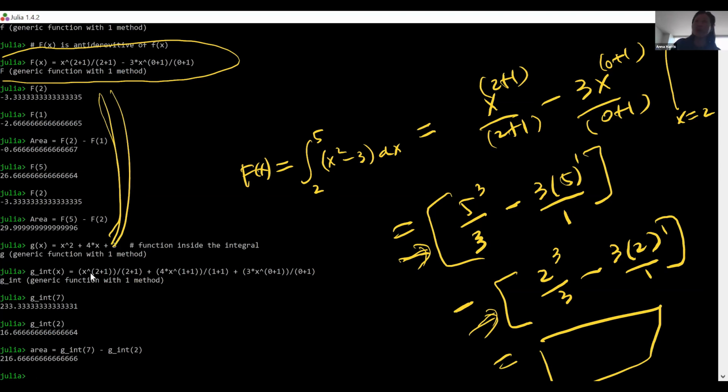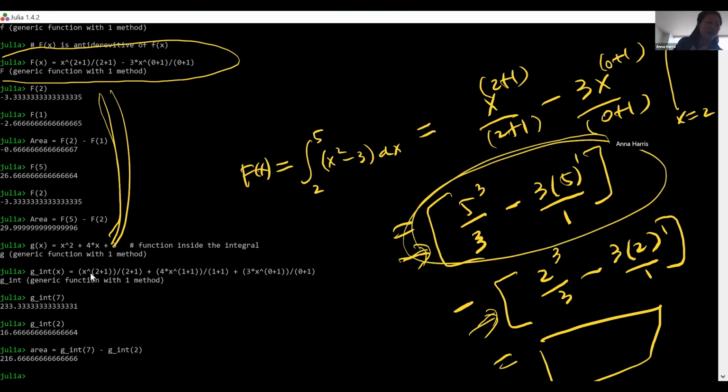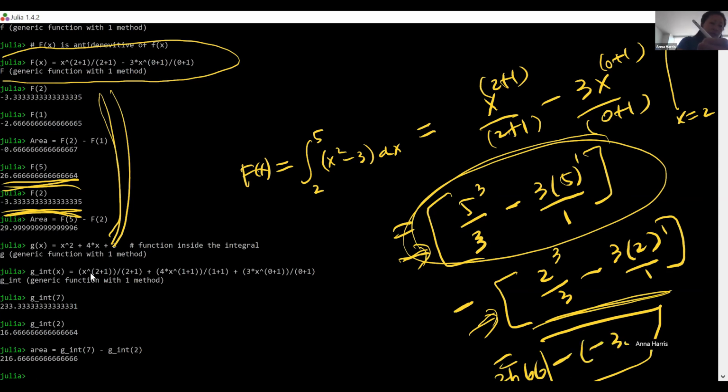Okay, but I put it in Julia and let Julia do the calculation for you. This calculation over here, you don't have to do by hand because it told you that's equal to 26.66. I don't have to do this part by hand because it tells me that's equal to negative 0.333. So this is equal to 26.66 minus negative 3.33, which gives me 29.999 right here. So you can do your work like this.